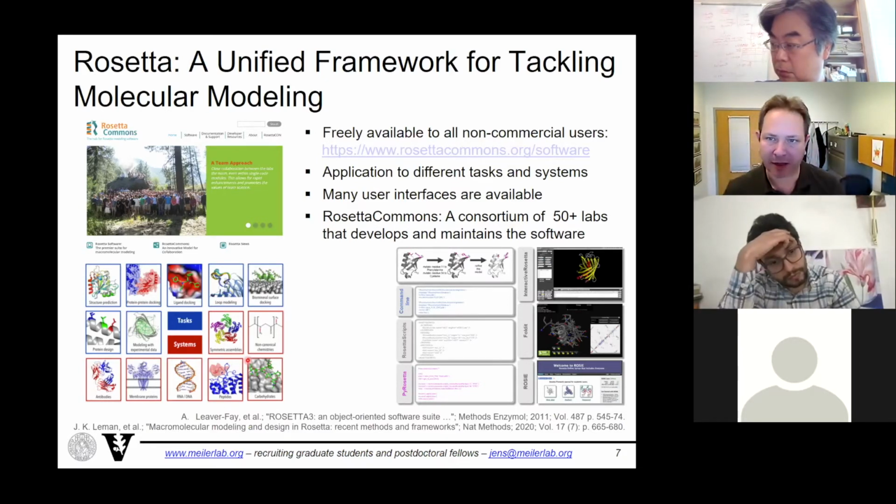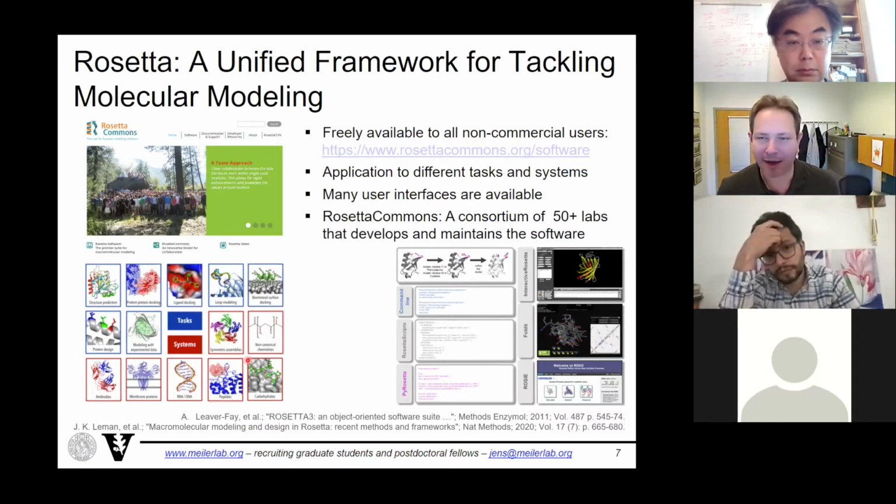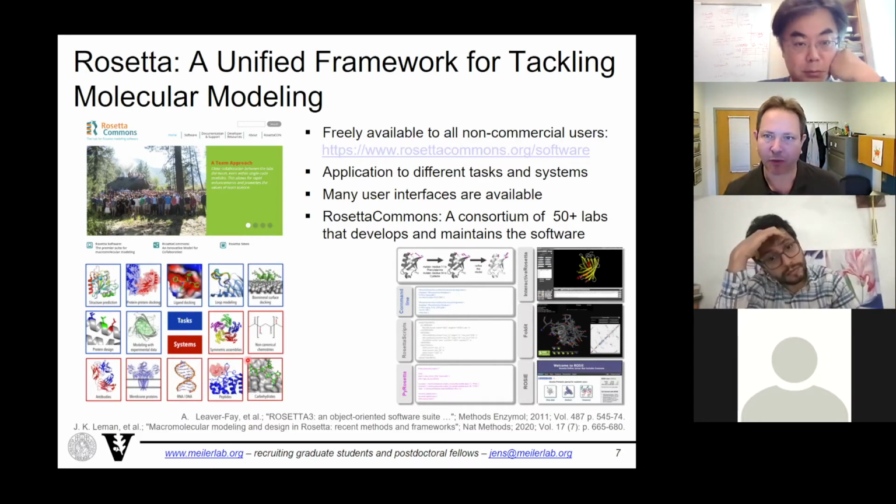It's an academic software package. It's freely available. You can go online, click, get an academic license, download it, and try to use it. It's developed by 70 laboratories worldwide. There are more than 50,000 licenses worldwide, academic licenses of the software.